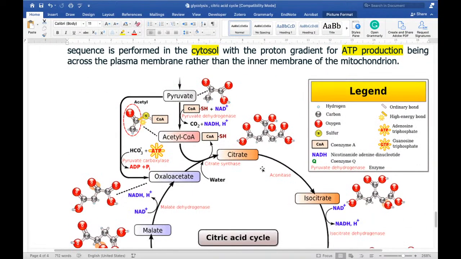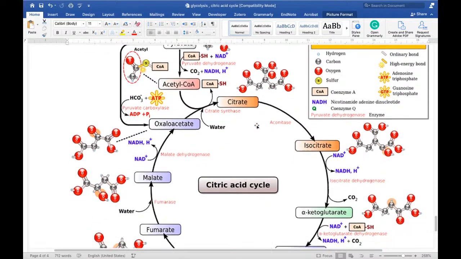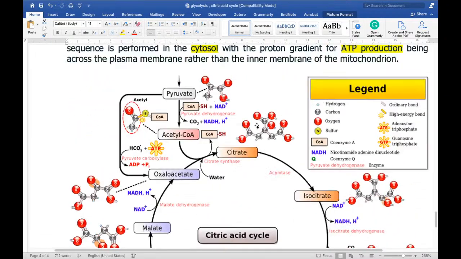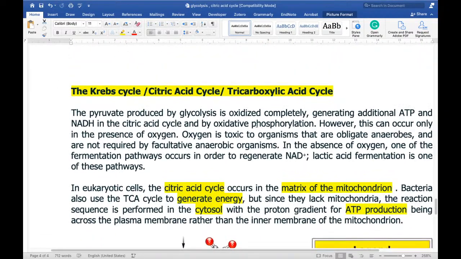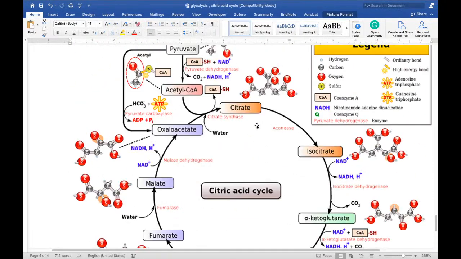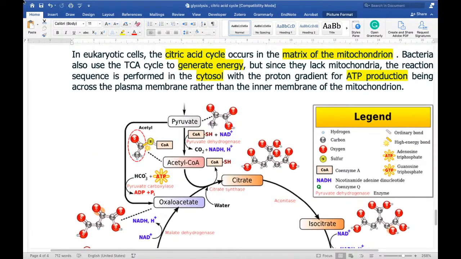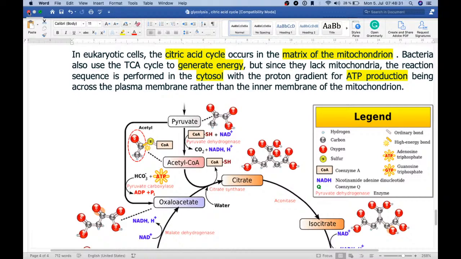So remember these parts. We should not remember these structures. It's not required. It will be too much. But for your knowledge, you can remember them. No worries. So that's it about the TCA cycle. That was the main part behind these cycles. So I will share these.